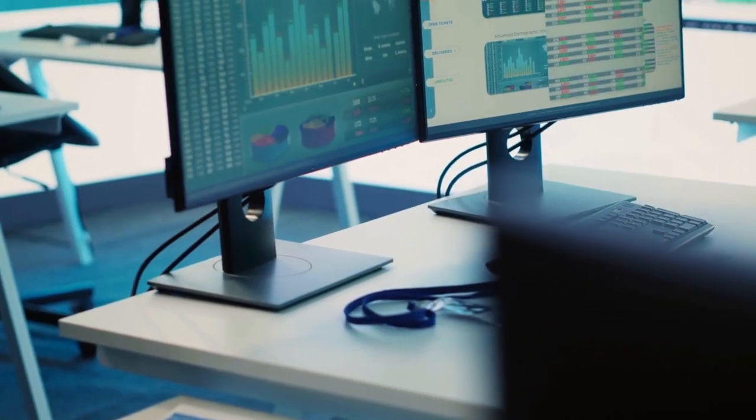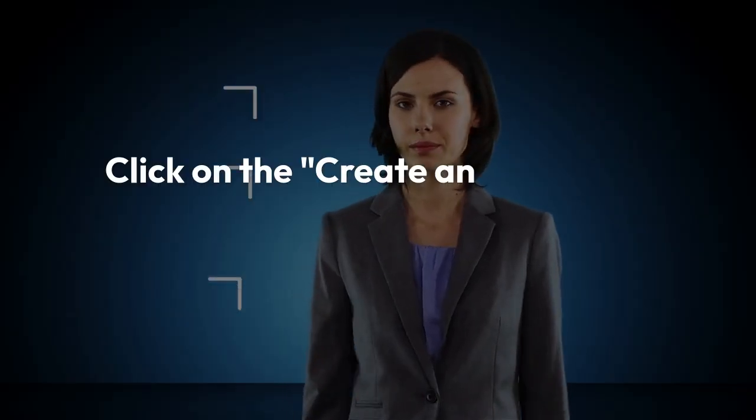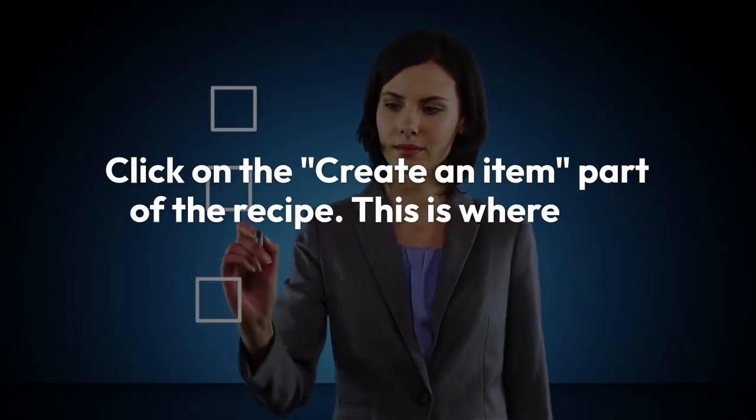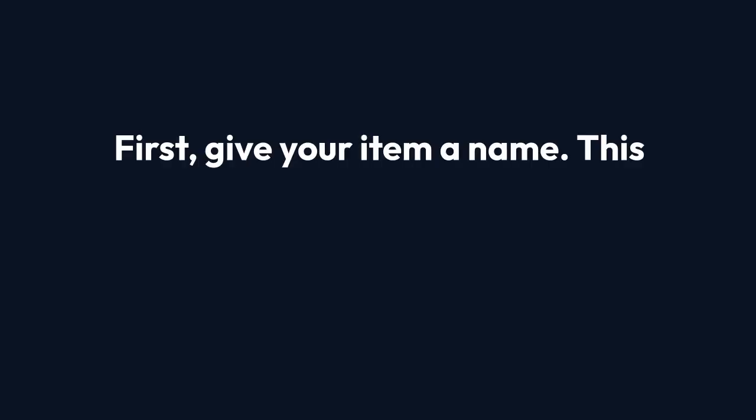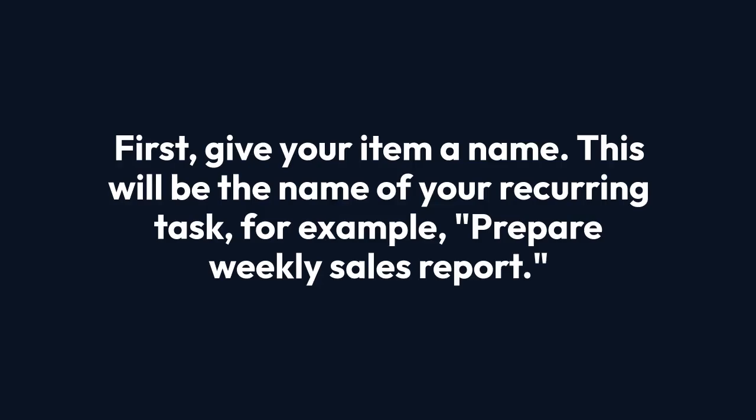Once the trigger is set, you need to configure the action, which is the what. Click on the Create an Item part of the recipe. This is where you define the task itself. First, give your item a name. This will be the name of your recurring task, for example, prepare weekly sales report.